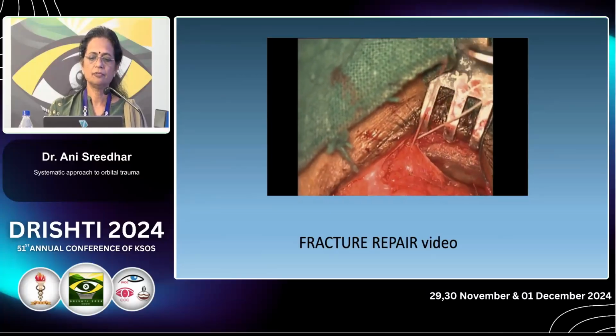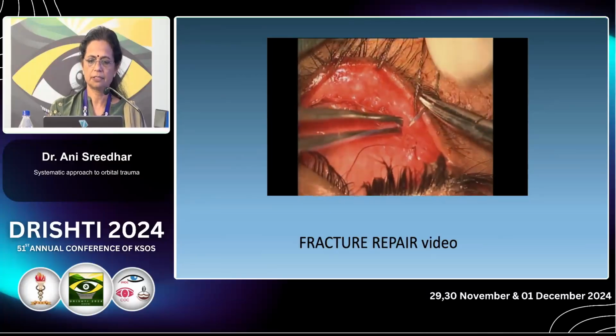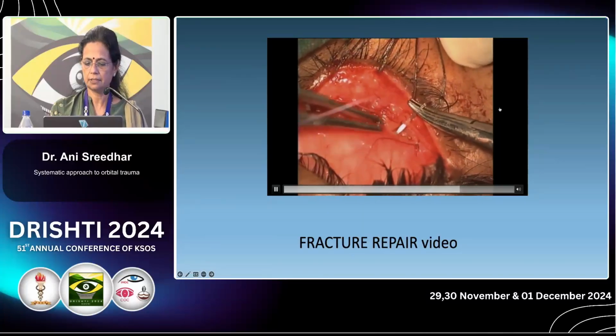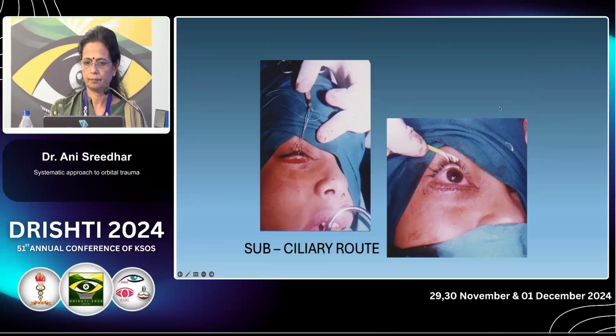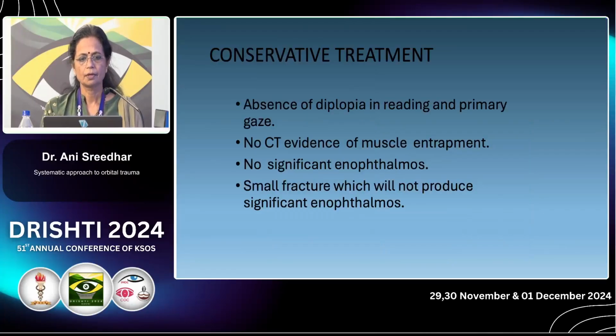With 4-0 Vicryl, the periosteum has to be sutured, and then the conjunctiva is sutured. So a subciliary incision will give good exposure and also minimal scarring. With the conjunctiva approach, your assistant's hand will start aching, because you have to retract so much to get to the floor. So a subciliary incision is good enough.